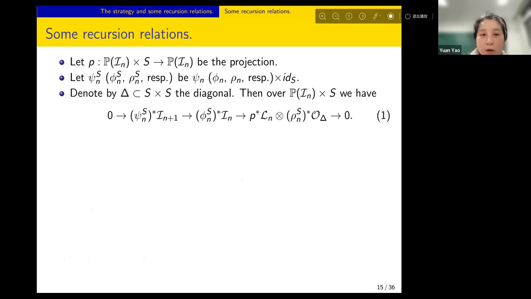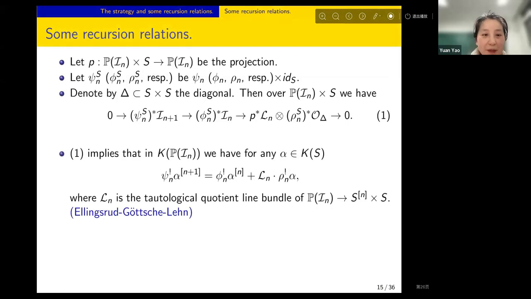So we have a recursion relation. We have the universal ideal sheaf. So you pull back all this to this incidence variety times S. So you have this exact sequence. And we have this formula for our alpha n. So you have alpha n and alpha n plus 1, we have this relation. So that's how we do this recursion, right? You should have some relation. So this is the crucial relation for our recursion.